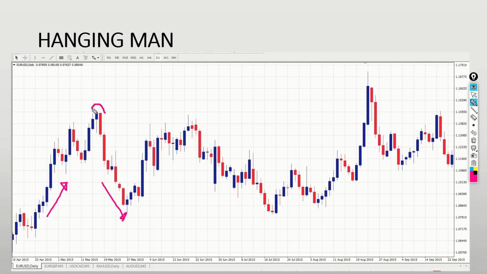So right here, we formed a hanging man, and then the price reversed. This red candle here is a hanging man, and the price reversed. Then right here we had formed a hanging man, but it was not so clear. Okay, we have a clear hanging man, then the price reversed.